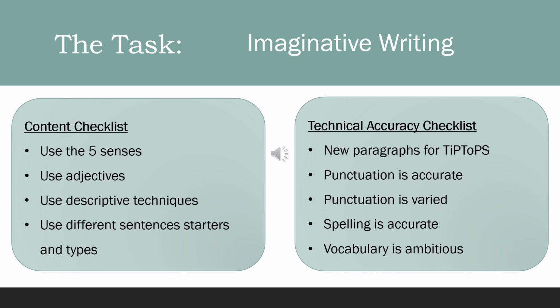On the other side, we've got our technical accuracy checklist, and this one involves using paragraphs in your piece. Do not forget these, please, because if you forget to paragraph and you've just got one big block of writing, then that brings down your mark quite substantially. So you want to follow the tip-tops rule. If you're unfamiliar with this, tip-tops just tells you that you need to do a new paragraph when you change time, place, topic, person, or speaker. So anytime that they change, move on to a new paragraph.